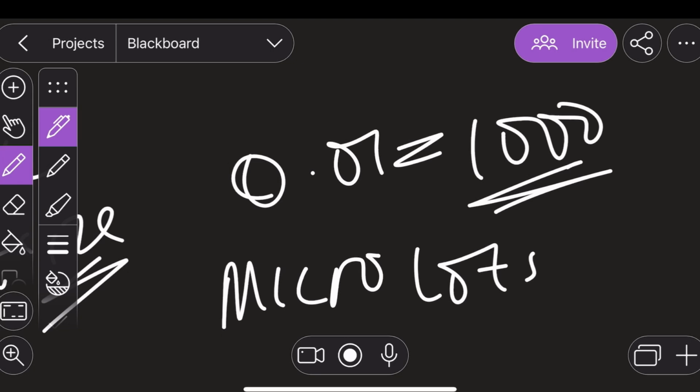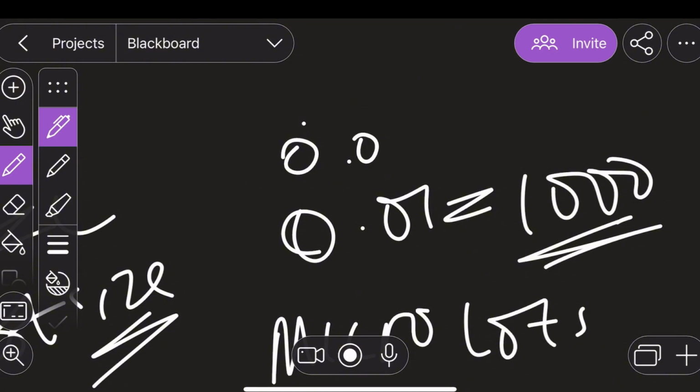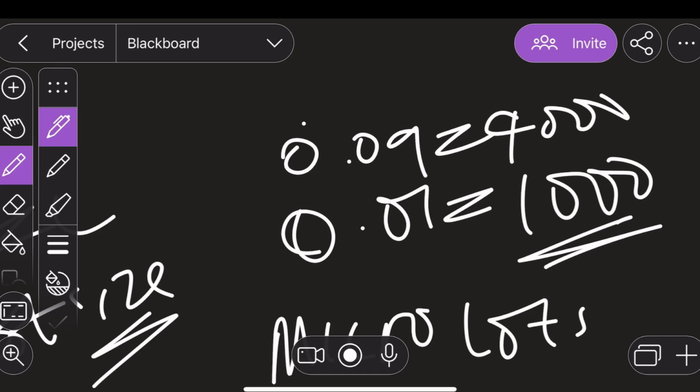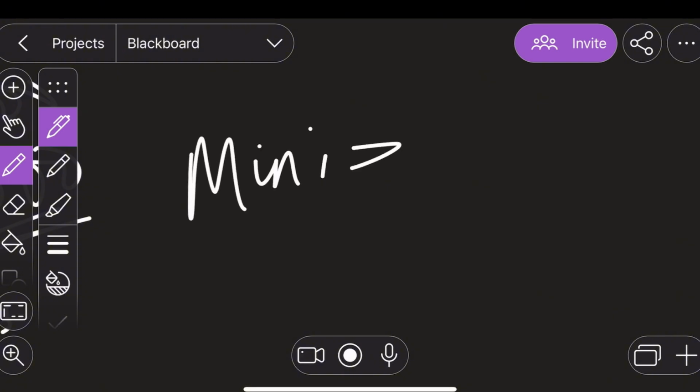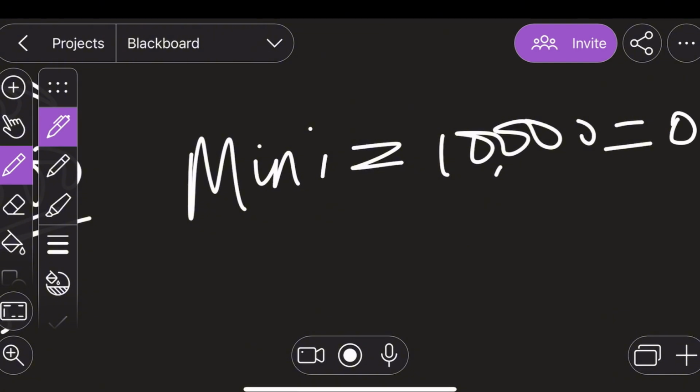So 0.01 is 1,000 units, up to 0.09, which is 9,000 units. So these are under the category of micro lots. Now after micro lots, the next category we have is mini lots. A mini lot is the equivalent of 10,000 units of currency, and the measurement for it is 0.1. So anything within 0.1 to 0.9 falls under the category of mini lots.